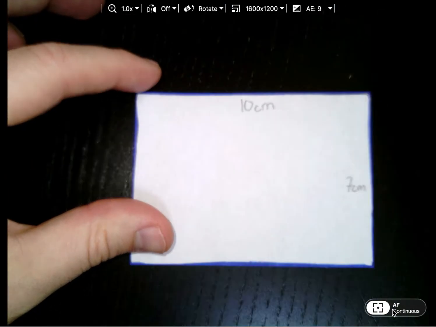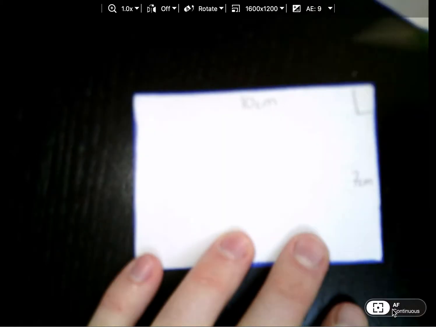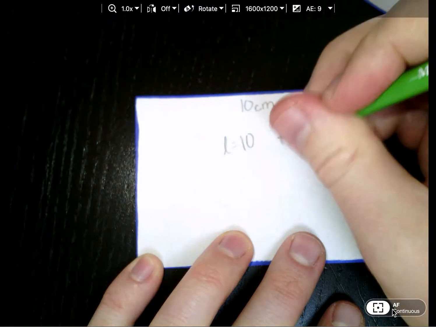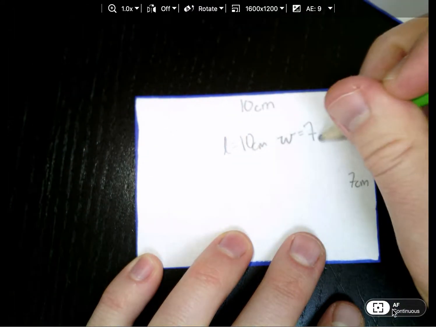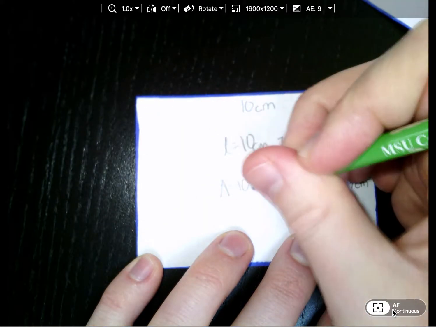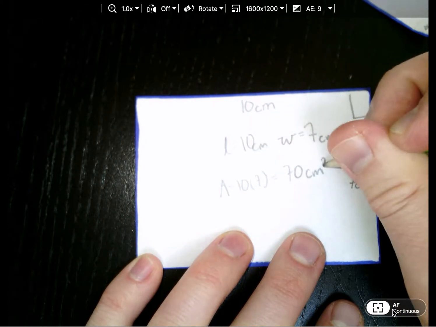Let's just do one practice problem. So we still have a rectangle. And now we know that our length, and I would label it always, right? Length is equal to 10. Width is equal to 7. We have units, those are centimeters. So when we find area, we do 10 times 7 to get 70, and that's centimeters squared.